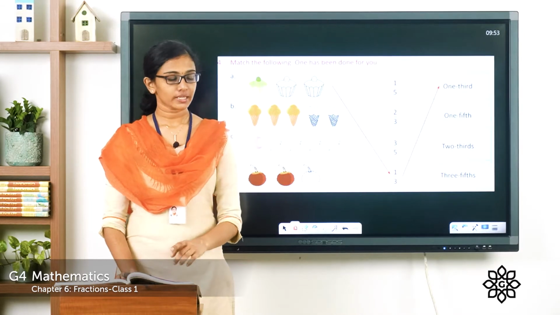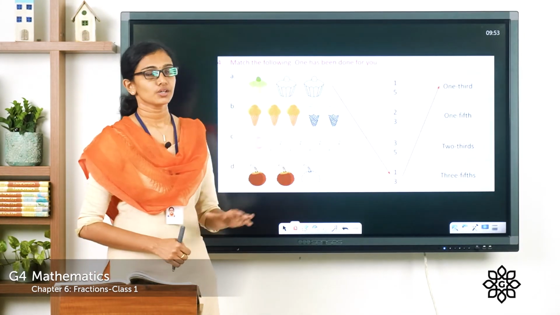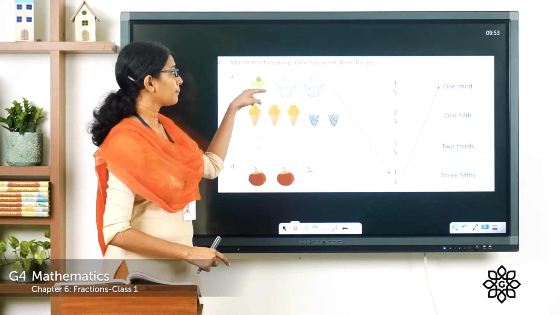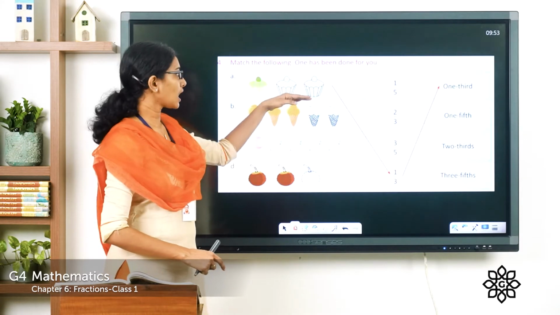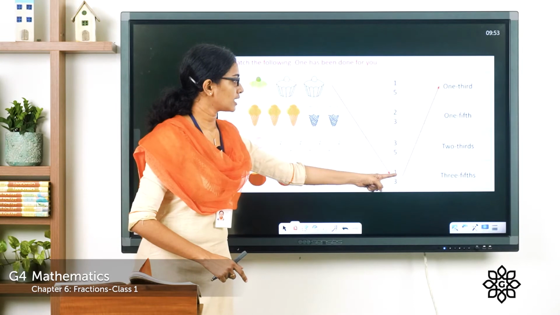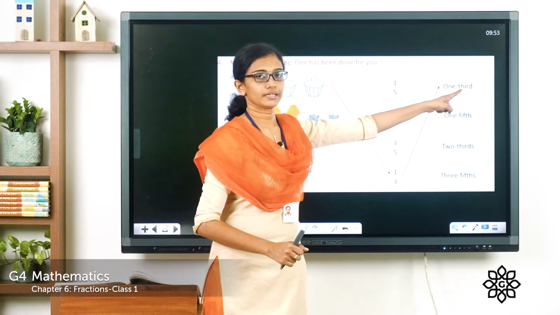Question A, you can see 3 cupcakes here and one of it is colored. So what is the fraction of the colored part in this case? It is 1 by 3. 1 part out of 3 parts. So the fraction is matched as 1 by 3 and 1 by 3 is also called 1/3.